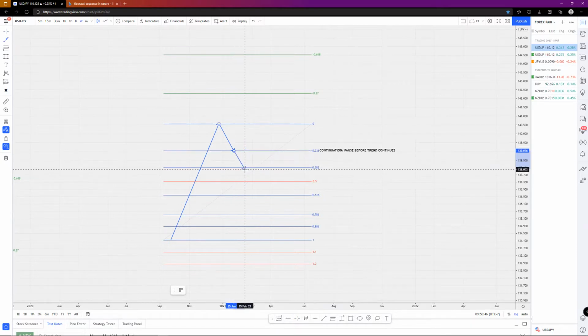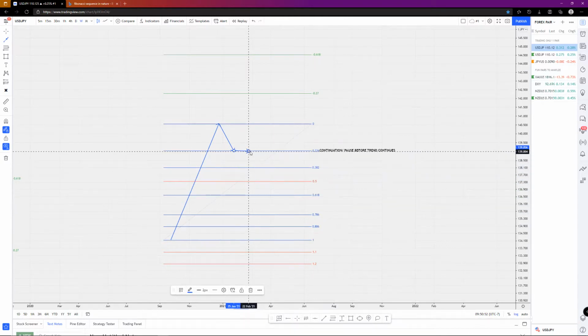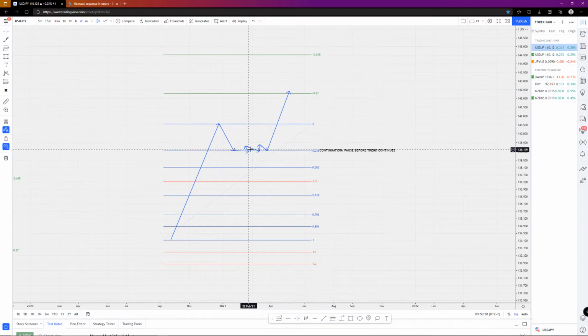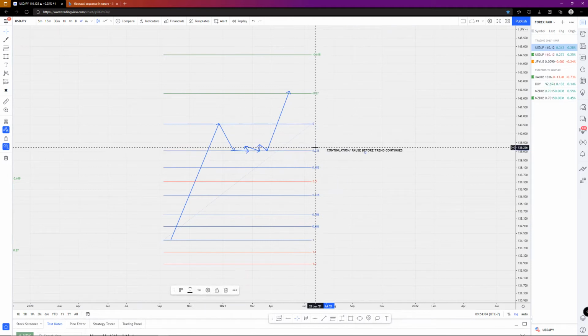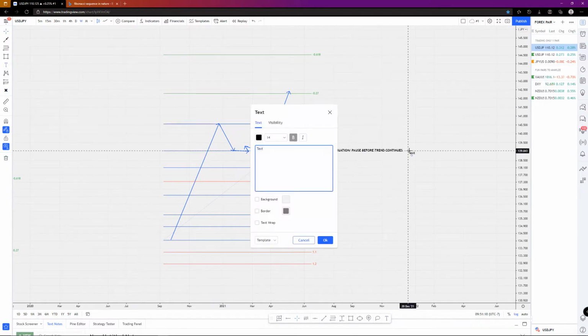won't exactly continue going down to these PRZ zones. So it will kind of stay within this area and mess around a bit, right, to then actually shoot up. And that is known as a continuation. The 23.6 area is known as a continuation and is not a PRZ zone. This is not a PRZ zone.